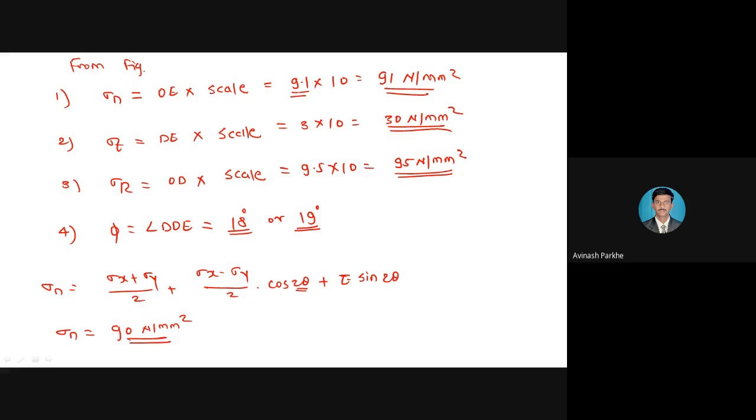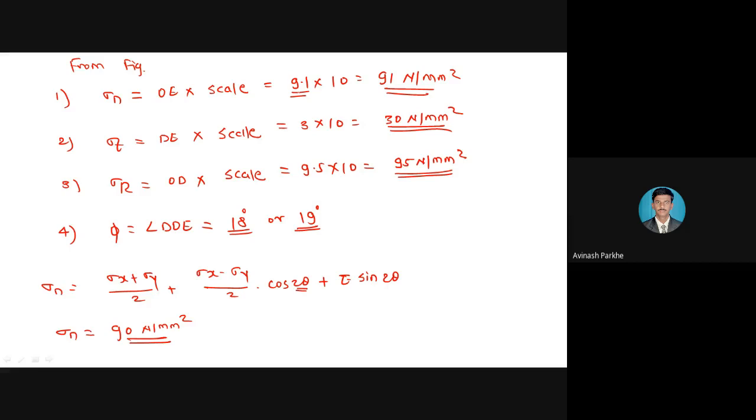Similarly, you can use the formula of sigma t, the formula of sigma r, the formula of phi. You will get the same answers. Yes, sigma t is 30 Newton per mm square. One student has represented sigma t is equal to 30 Newton per mm square, and our answer is also 30 Newton per mm square. That means whatever answers we have calculated through the graphical method, I have compared with the analytical formulas, and from that comparison, whatever calculations I have done are 100% correct. So this is about the problem based on case number 3.